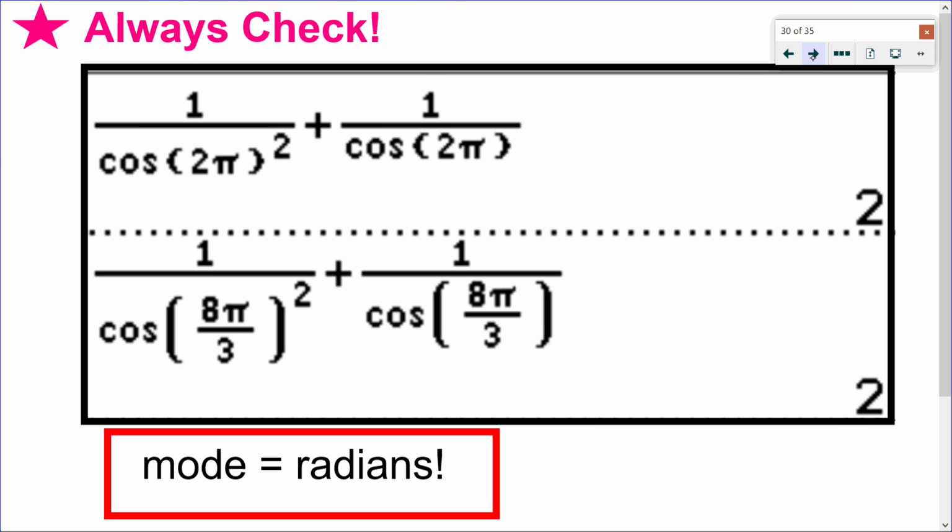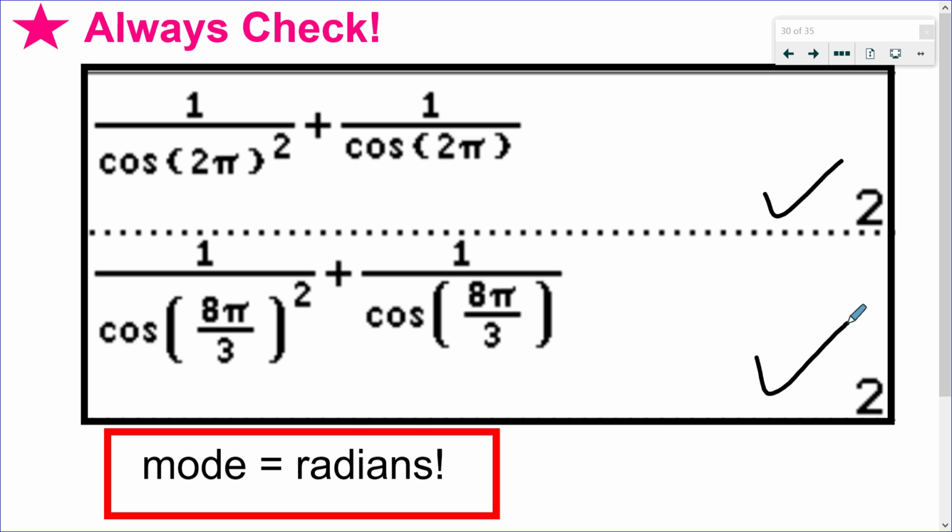Okay, so then we can check again. So 2 pi, 8 pi over 3, you can see that it works for both. And it fits the domain restriction. So if I would have put 2 pi over 3 in here, it would have worked, but it wouldn't have been the correct solution because it didn't fall within the domain.